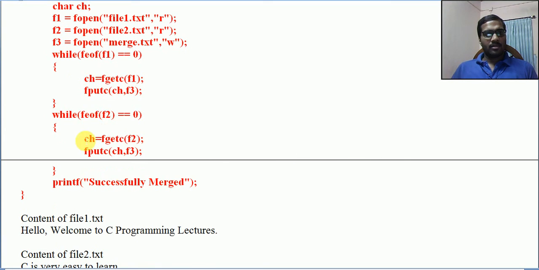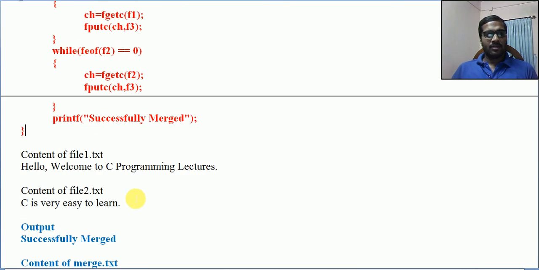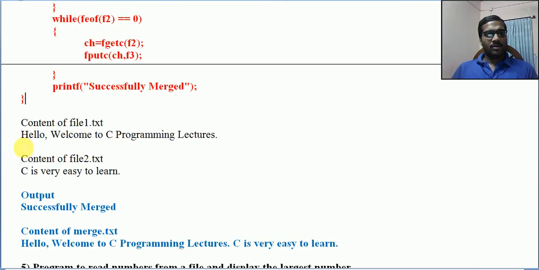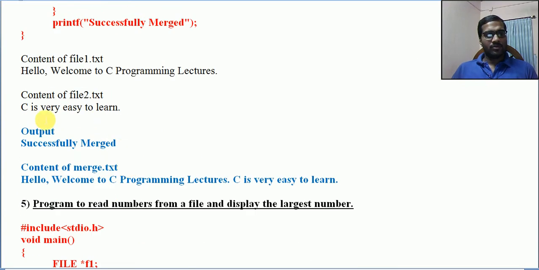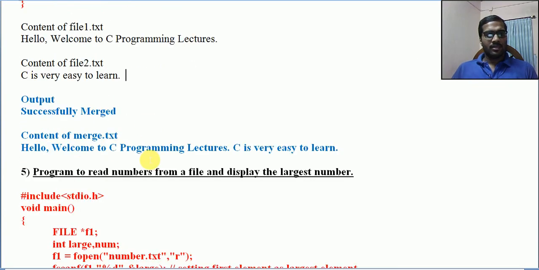Okay, then first while loop, second while loop, then this prints "successfully merged", then the main ends. One example: content of file 1, "Hello, welcome to C programming lecture." Content of file 2, "C is very easy to learn." Then the third file will have "Hello, welcome to C programming lecture. C is very easy to learn." The text will be appended. When we open the third file, the content of first and second file will be merged.